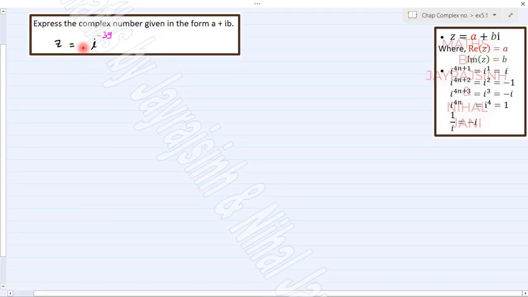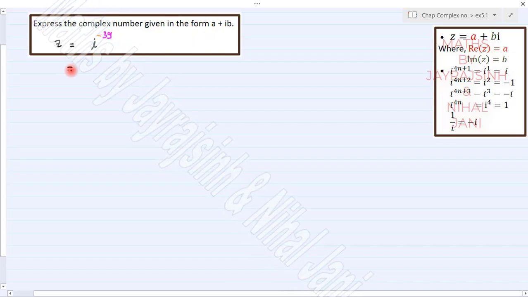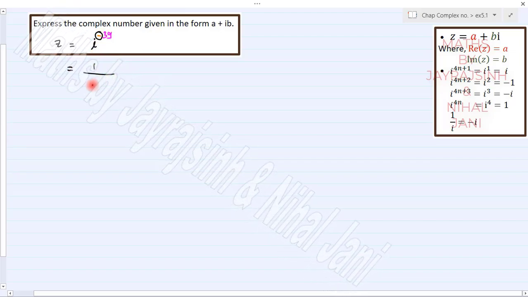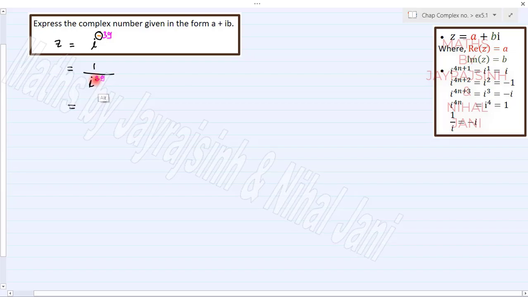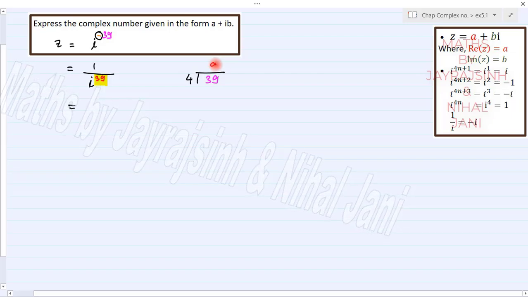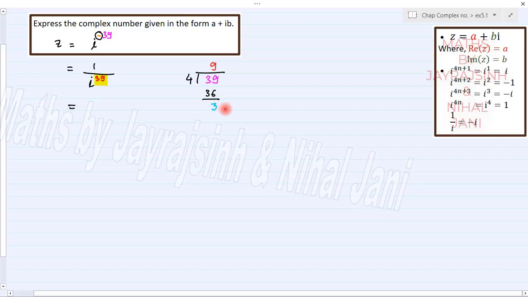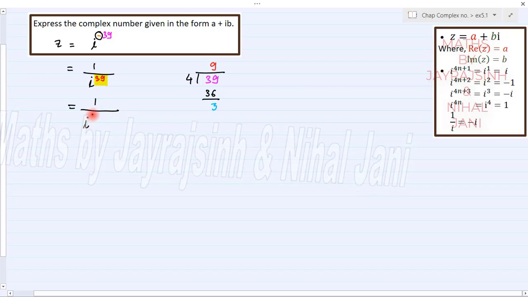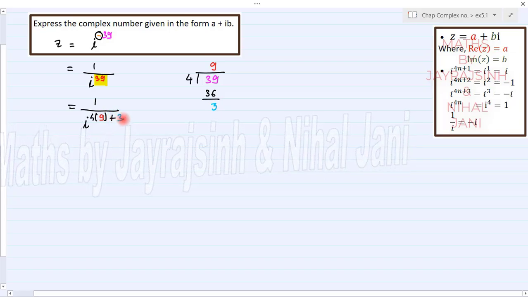We have to simplify our complex number z is equal to i raised to minus 39 in the form of a plus ib. So let's simplify. Due to this negative sign, we have to write down 1 upon i raised to 39. Now, to reduce the power of this 39, we have to divide your 39 by 4, and we know that 9 4s are 36. So we will get 3 as a remaining term. So i raised to 39 can be rewritten as i raised to 4 into 9 will give us 36 plus your remainder, which is 3.